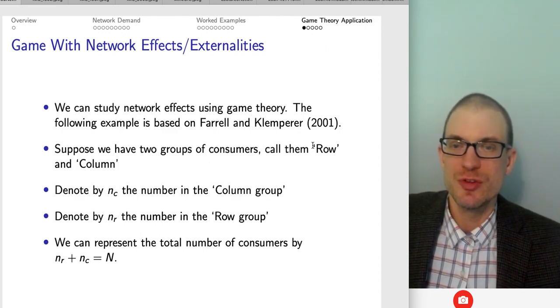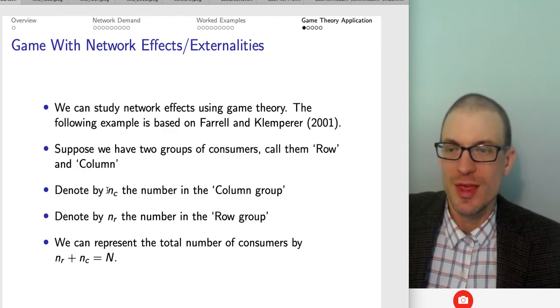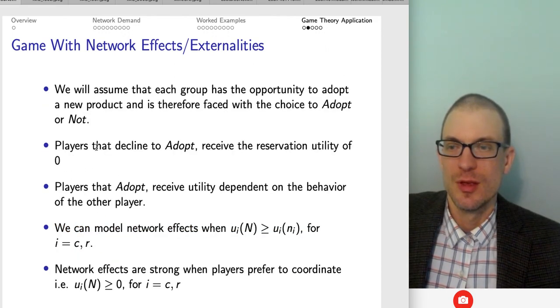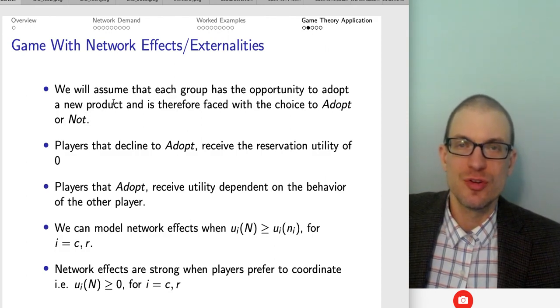So suppose we have two groups of consumers, row and column. NC is the number in the column group, NR is the number in the row group. And we could represent our total number of consumers by the sum of row and column, which is N. All right, we'll assume each group has the opportunity to adopt a new product or not, and is therefore faced with the choice to adopt or not.